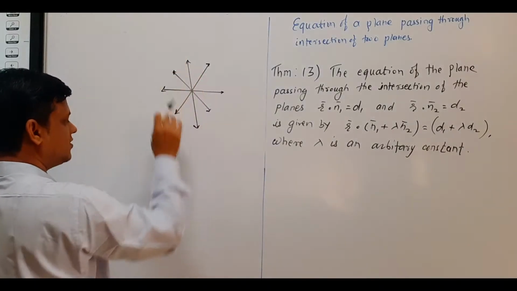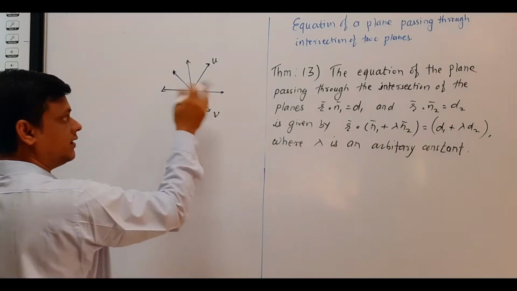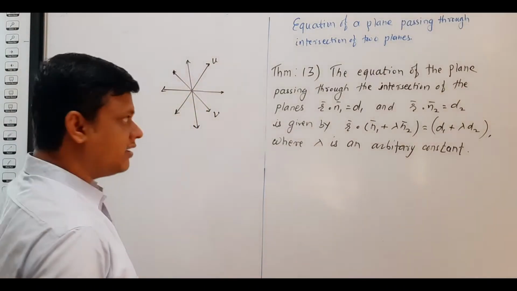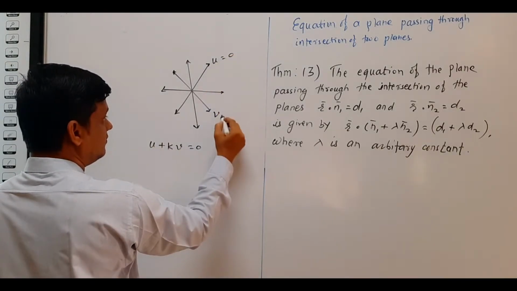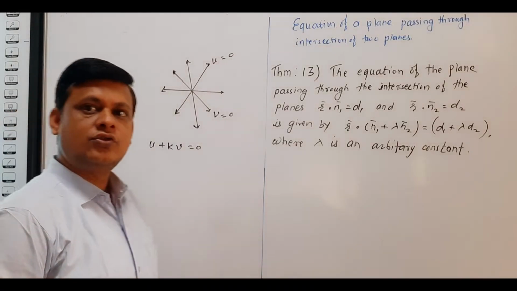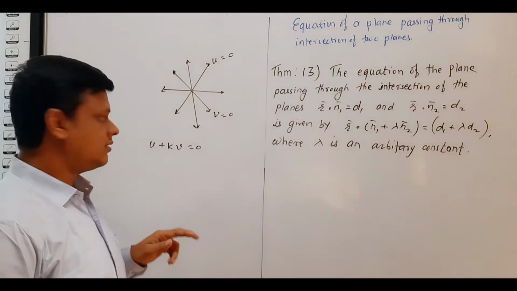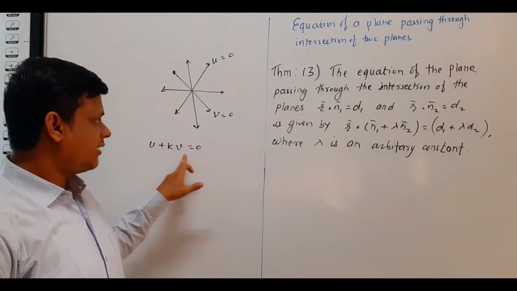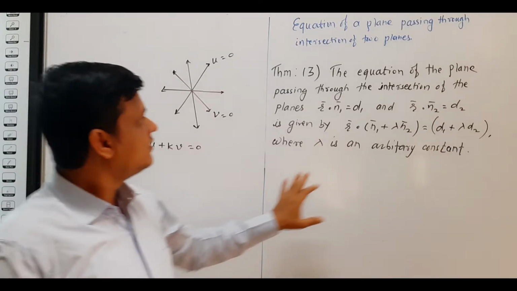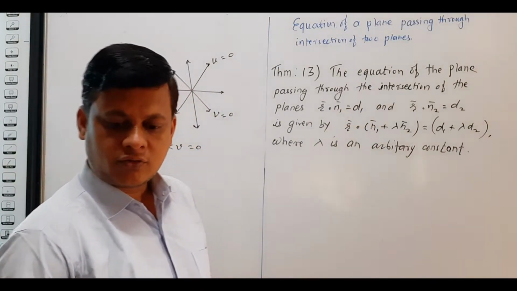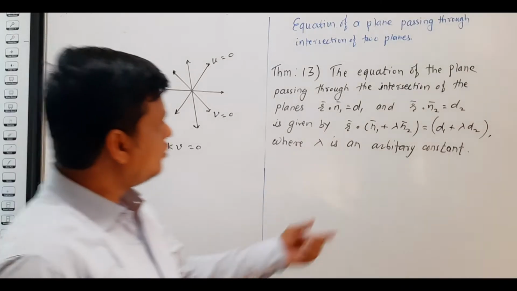So there is one specific relation. If given two lines are u and v, then the line passing through their intersection we write as u plus kv is equal to 0. Suppose u equals to 0 and v equals to 0 are two lines, then the line passing through their intersection satisfy this equation u plus kv equals to 0. This equation we call family of lines, and so we use the same concept. Here we have to find the equation of plane passing through the intersection of these two planes.